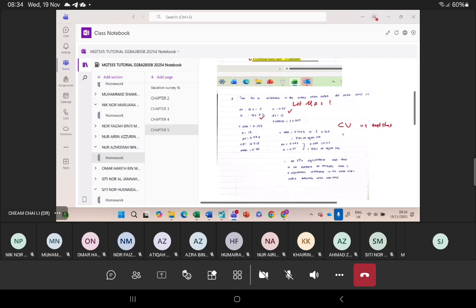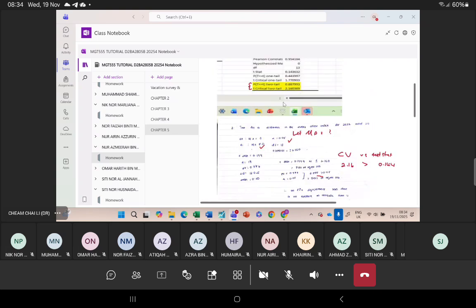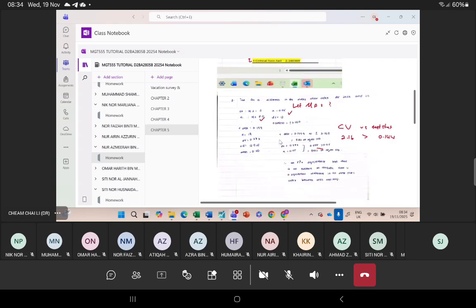Here you have critical value 2.16 and your test statistic is 0.144, right? So the critical value is larger, so the decision, this is for the P value approach, is do not reject H0, or fail to reject H0. This one also, based on the P value approach, can fail to reject H0. Your P value is 0.88.